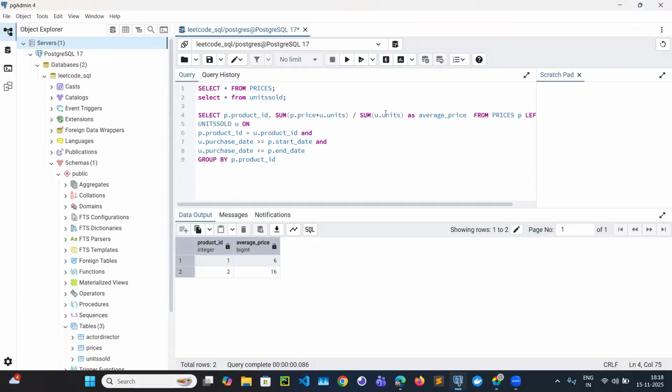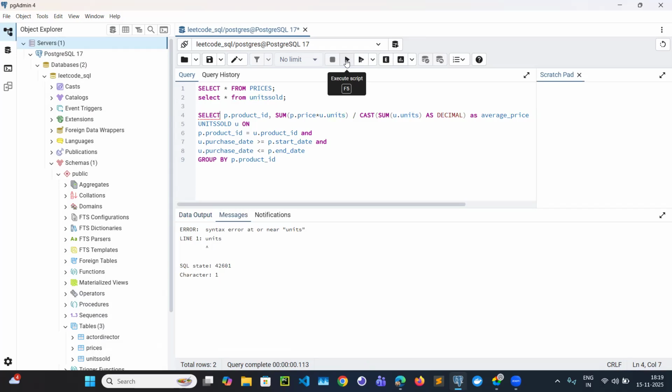And if you cast any of the fields to decimal, then the whole calculation will come as a decimal. So let's cast units as decimal. If I just cast this, now my denominator is a decimal, and the numerator is still an integer. You can cast this as well, but even if you cast one as decimal, the overall calculation will be right.